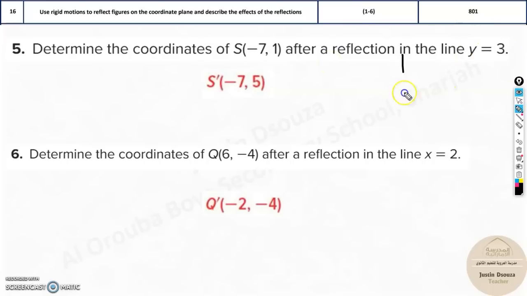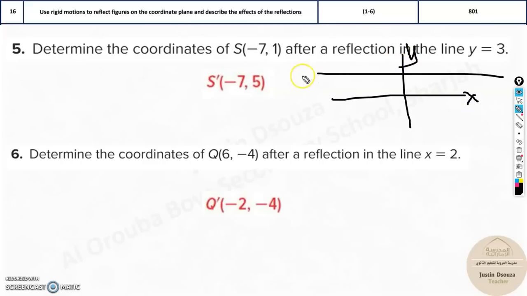One last thing, understand what is the line. y equals 3 means, now if this is the x line, this is the y line, this is the y equals 3 line. Now you must understand one thing. You're dealing with the y equals 3 line, isn't it? So the x value does not change. See, the x value will always remain the same, only the y value differs.